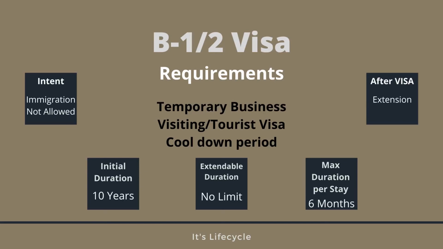Initially, the visa is granted for both of them for 10 years by default. But you should not stay more than 6 months per stay. But you can extend this at any time with prior approval from the USCIS. There is also a cool down period for these B visas. You have to wait for the period of your last stay in the US before coming back. This limit is not a hard enforced rule, but you can be denied entry into the US for this reason.